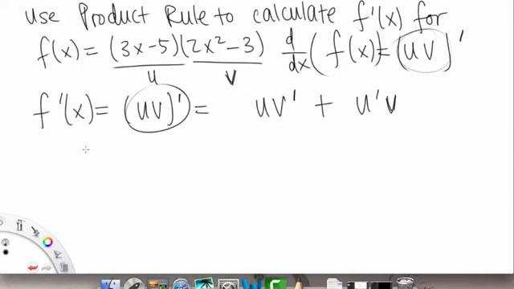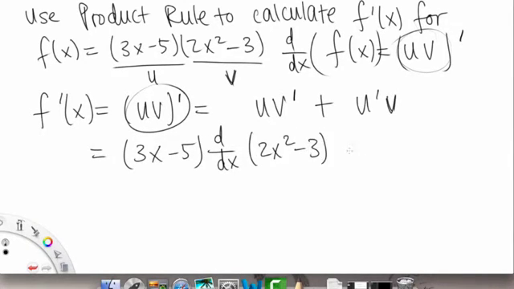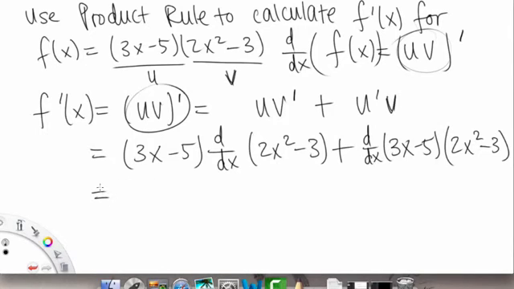And now let's figure that out function-wise. If u is 3x minus 5, we literally just copy that function down, and v prime is going to be d/dx of 2x squared minus 3. Then we have that plus sign, and then u prime is d/dx of the first function that we see, times v, which we just copy down, 2x squared minus 3.